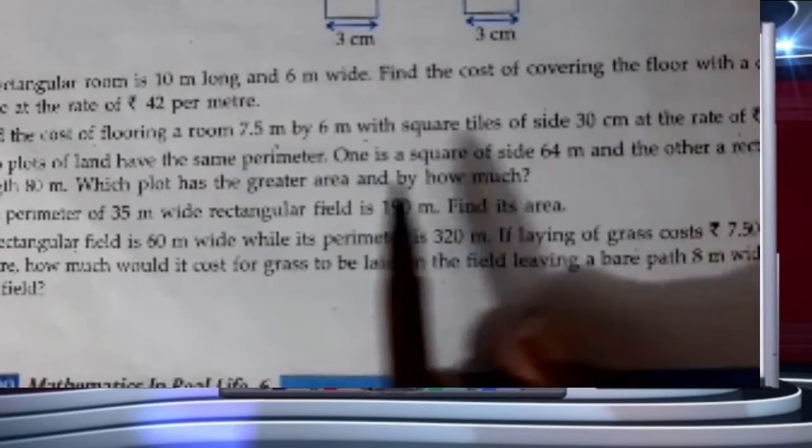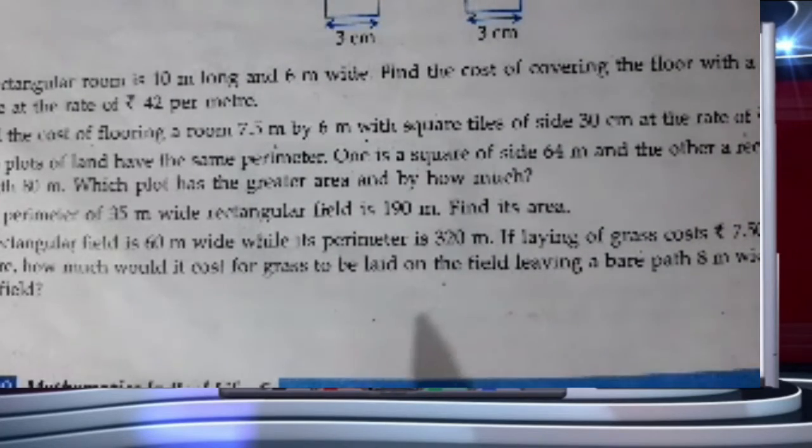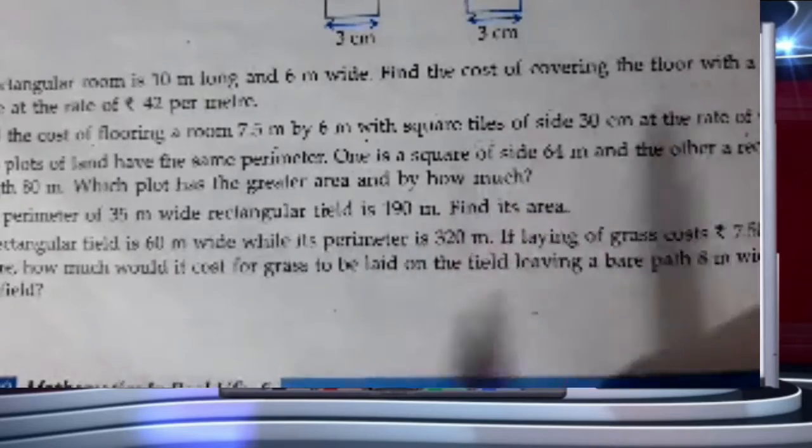So you have to find out the total cost that will be required for the tiles. So first of all you have to find out the number of tiles. So how will you find out the number of tiles? See students, suppose this is your room and in this room you have to fix these tiles. First of all you have to find out how many tiles will be required for this room.